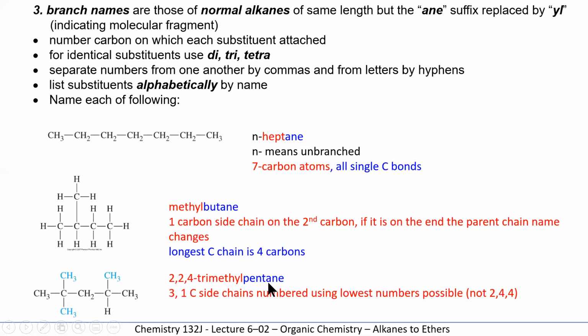So again, there's 3 1-carbon side chains. That's why we call it a trimethyl. 2 on the 2nd, and 1 on the 4th.